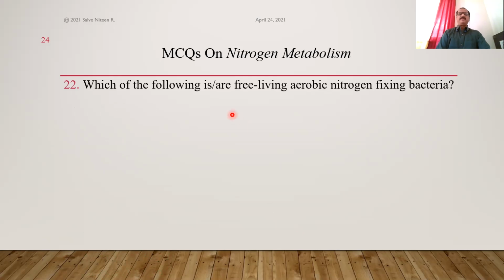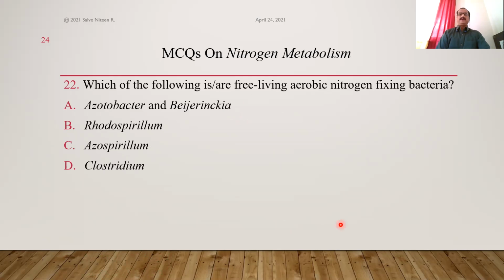Which of the following is or are free living aerobic nitrogen fixing bacteria? Free living means they are not in any symbiotic association. They are aerobic, requiring oxygen for their respiration, and they are nitrogen fixing bacteria. And the answer is Azotobacter and Beijerinckia, named after the scientist Beijerinck, who is regarded as the father of virology and also credited with the discovery of nitrogen fixation. So here the answer is A.